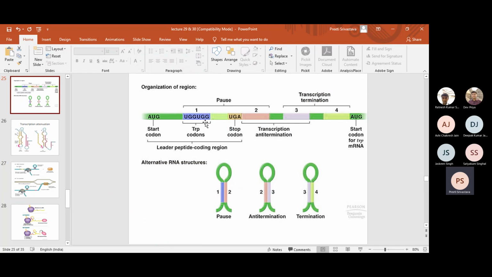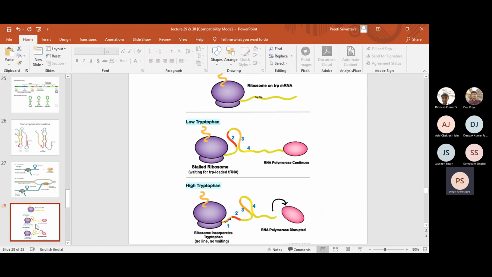This region will be transcribed rapidly, and therefore you will have the hairpin structure formed between 3 and 4. And when 3 and 4 are formed, the transcription will be terminated, because 3 and 4 is a terminator.